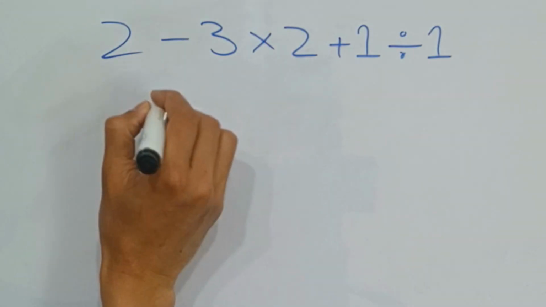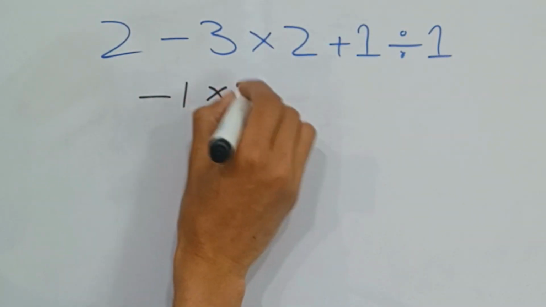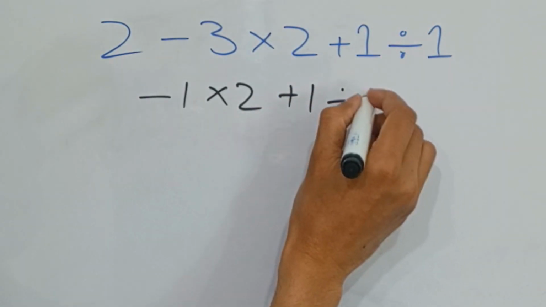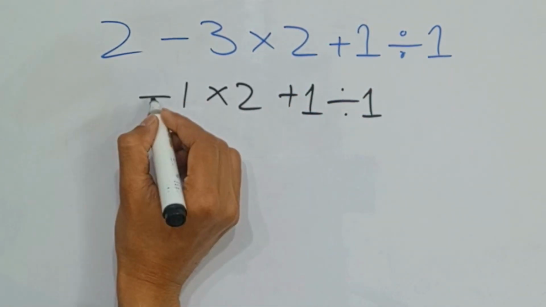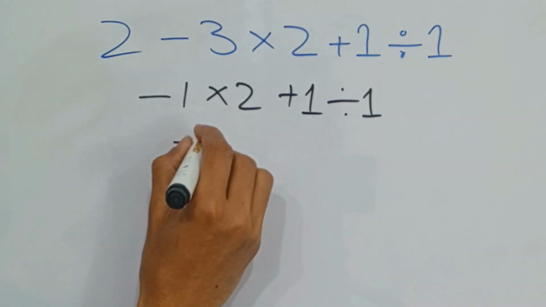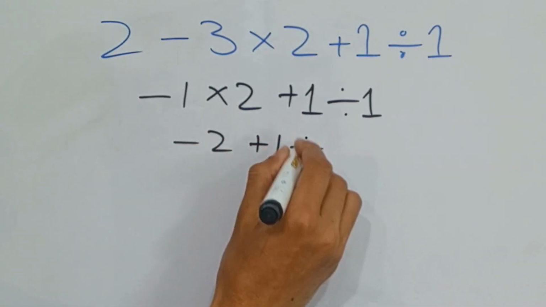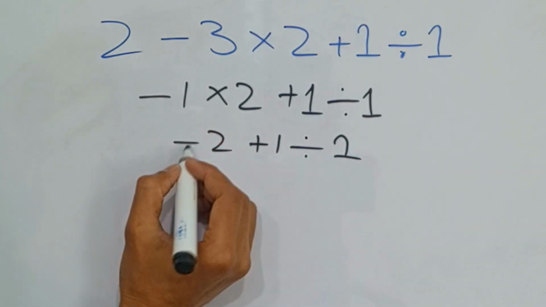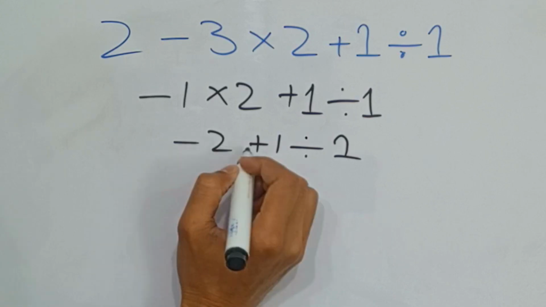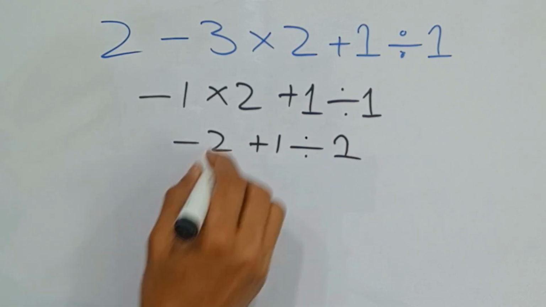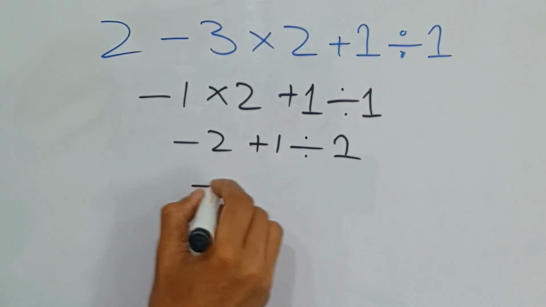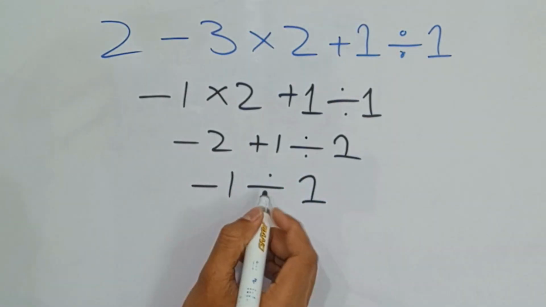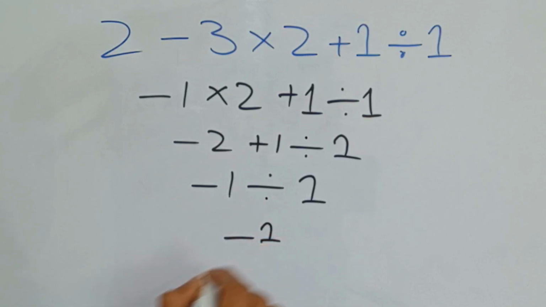2 minus 3 equals minus 1, right? Times 2 plus 1 divided by 1, right? Now minus 1 times 2 equals minus 2 plus 1 divided by 1, right? Now minus 2 plus 1, minus plus minus, right? So minus 1 divided by 1. Now minus 1 divided by 1 equals minus 1.